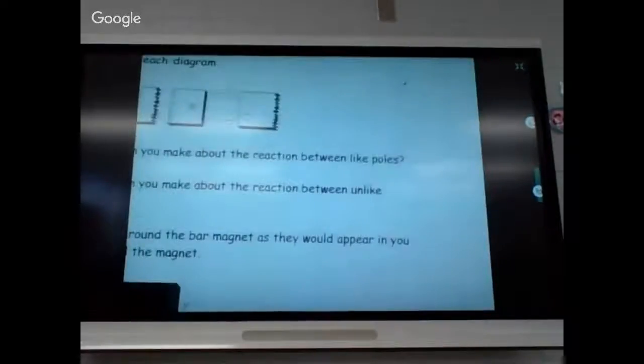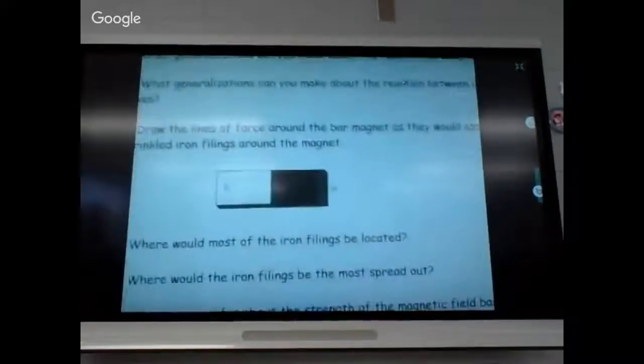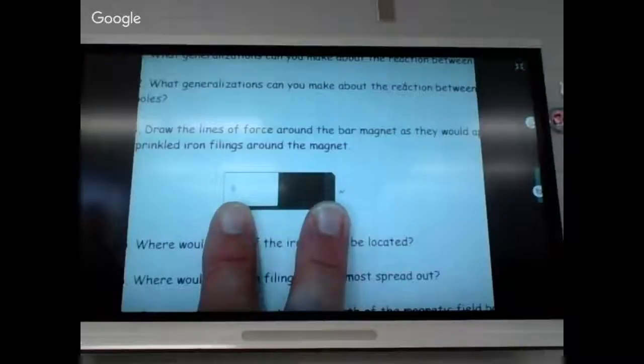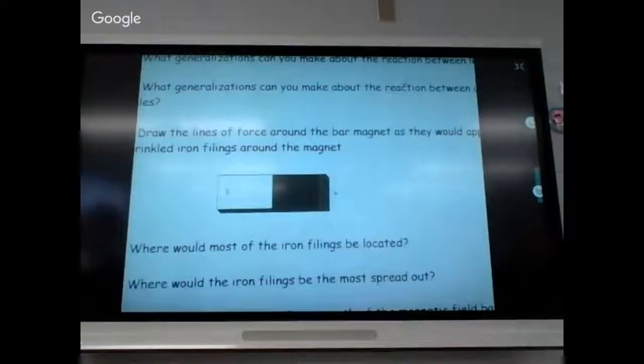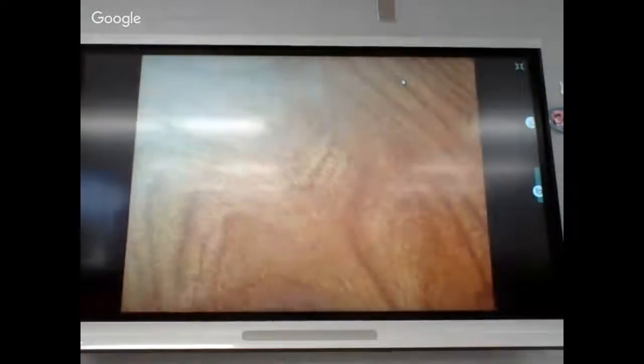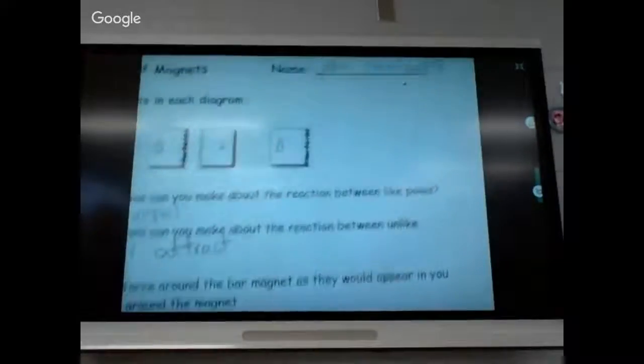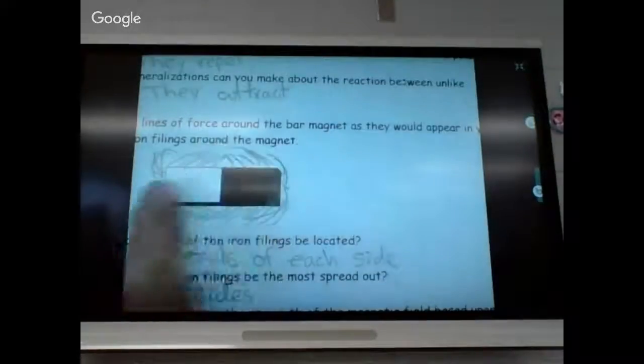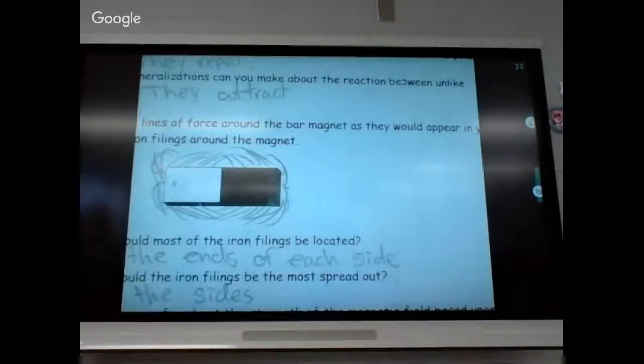Okay. Number 1, what generalizations can you make about the reaction between like poles? Like poles do what? They repel. What generalizations can you make about unlike poles? They attract. All right, so on number 3, I asked you to draw the iron filings. So what can you tell me about those? They attract, right? So how should you have drawn your iron filings? Like this. In here, John. Okay. All right. He's got his little circles going there. And so he's got attracting.